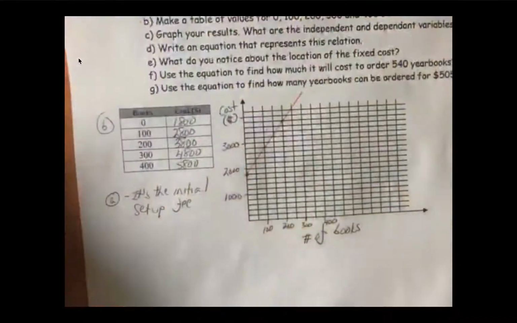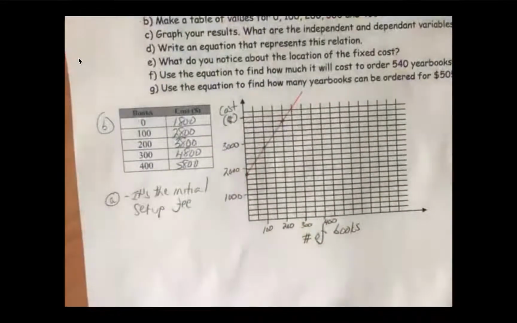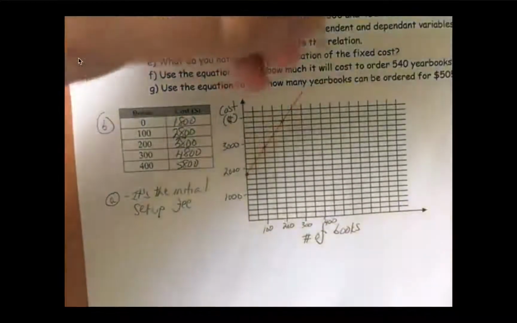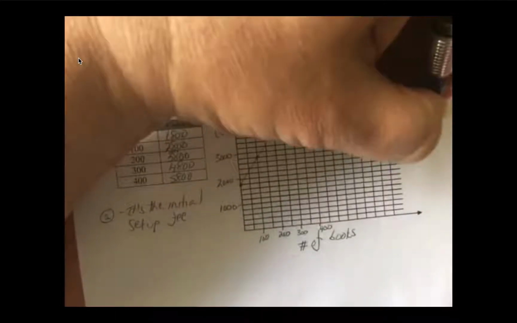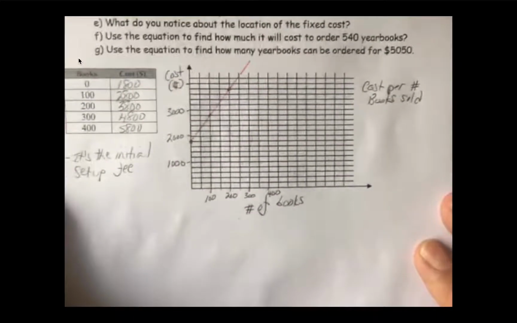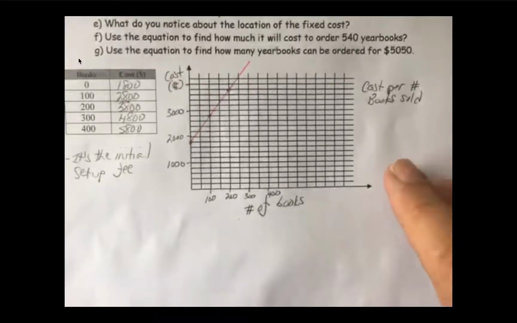Okay, let's give it a title, because all our graphs are going to need a title. So we'll call this cost per number of books sold. Cost per number of books sold. Okay. So that's part C that we've done right here.